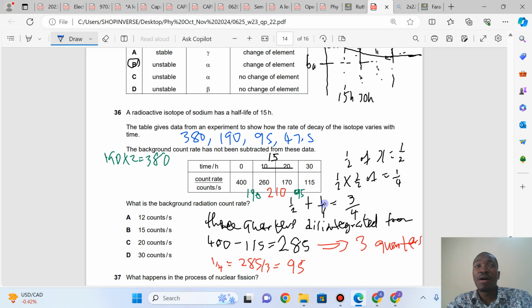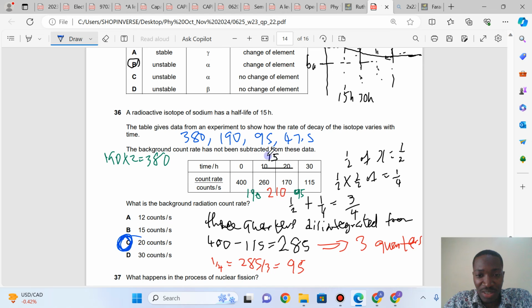But because background radiation is now adding to it, this is not 380, it's 400. So what is being added to 380 to make 400? 20. So 20 was added to 380. That's why we had 400 here. 20 was added to 190. That's why we had 210 after a half-life. 20 was added to 95. That's why we had 115 after double the half-life.